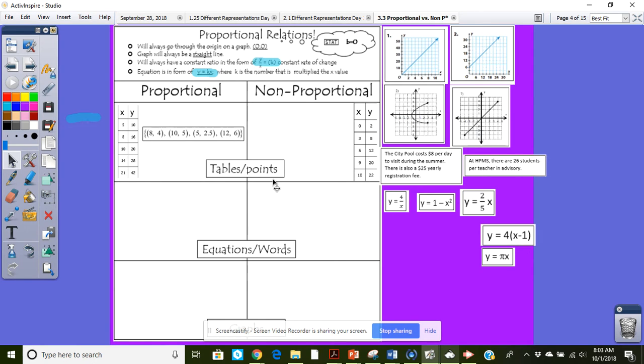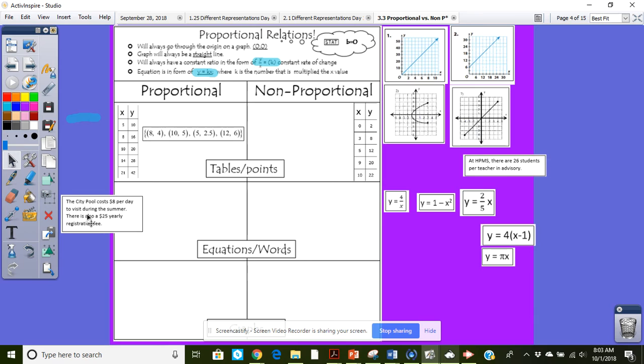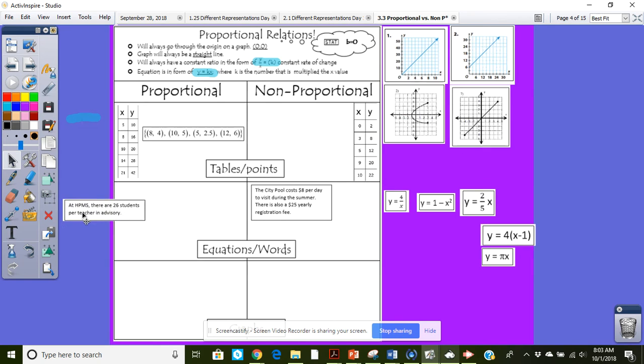If we look at equations in words, here's our first word problem. It says the city pool costs $8 per day to visit during the summer. There's also a $25 yearly registration fee. So again, this $25 yearly registration fee tells us that there's going to be something added on to the end. So this one would be non-proportional. Our other one says at HPMS, there are 26 students per teacher in advisory. Again, 26 students per teacher means we're just going to multiply. There's nothing that we're going to add or subtract here. So this one is proportional.